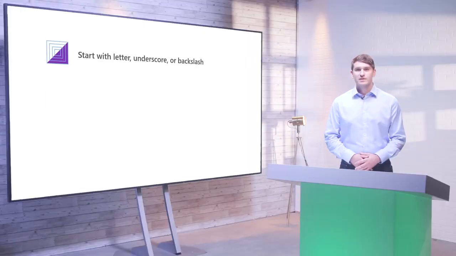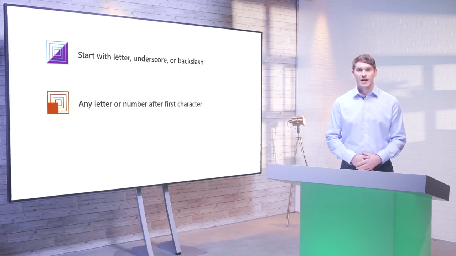Keep in mind when choosing cell or range names that all names must start with a letter, underscore or backslash. Beyond the first character, you can add any letter or number you wish. Additionally, names cannot contain any spaces, nor can they contain cell references. Finally, it is important to note that cell and range names are not case sensitive.